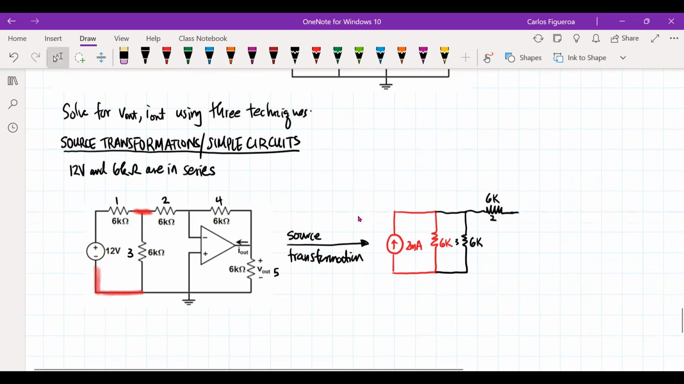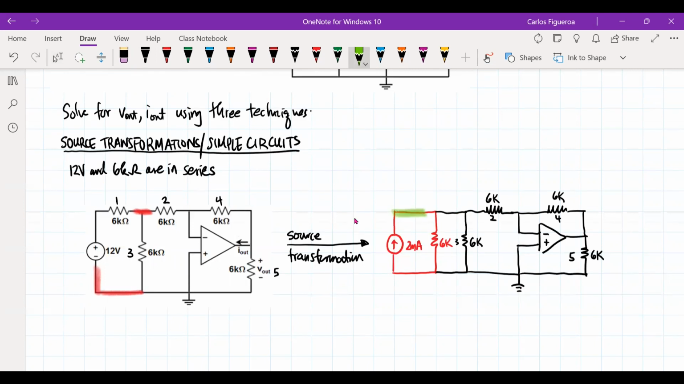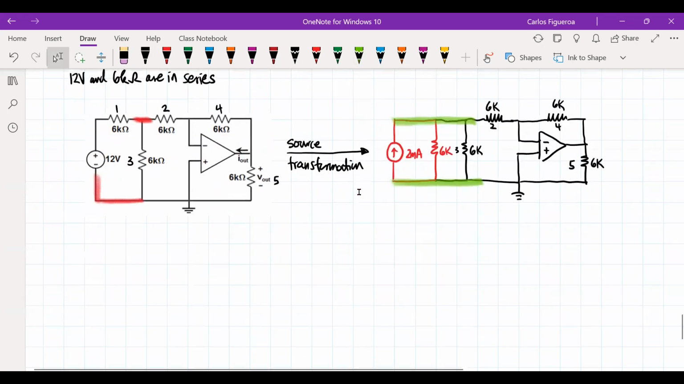And then I have my op amp. And then, of course, this guy goes to ground. And then I have my output, which is resistor 5. And then I have my other resistor here, and this one's 4. So now you could see here is that I could do another source transformation right here. If I do this, I could just keep doing source transformation again and again.